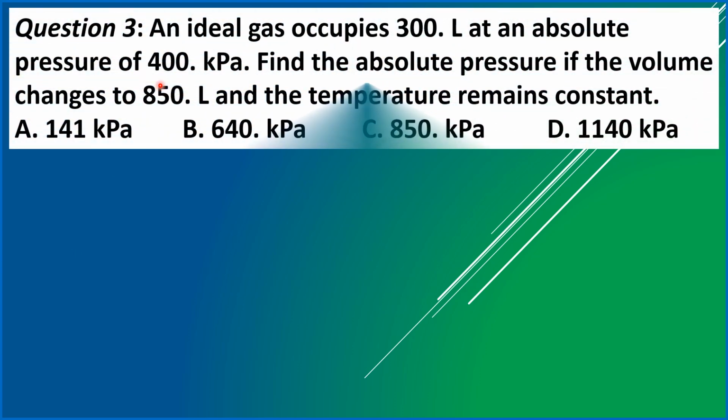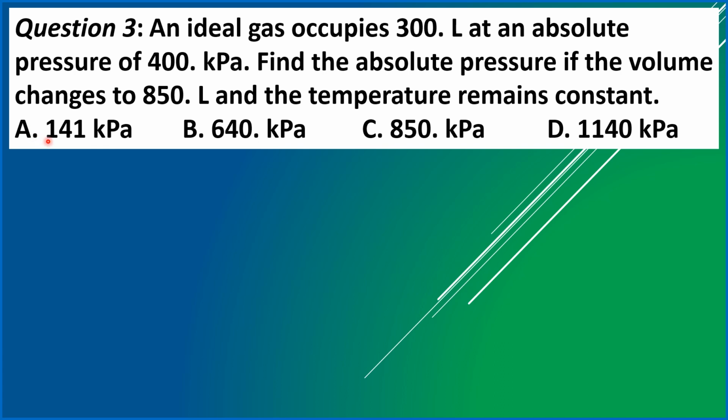Question number 3. An ideal gas occupies 300 liters at an absolute pressure of 400 kilopascal. Find the absolute pressure if the volume changes to 850 liters and the temperature remains constant. Alright, notice that each of these given quantities have three significant figures. So we have the following options.